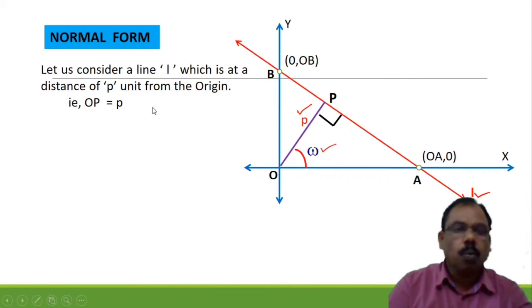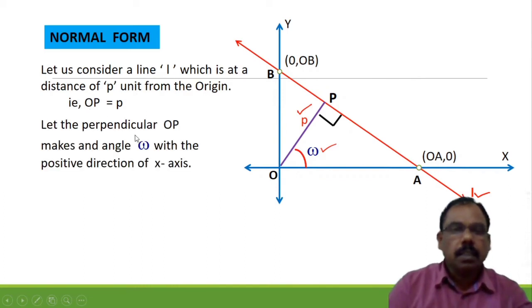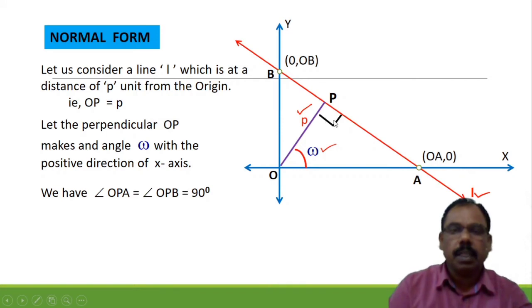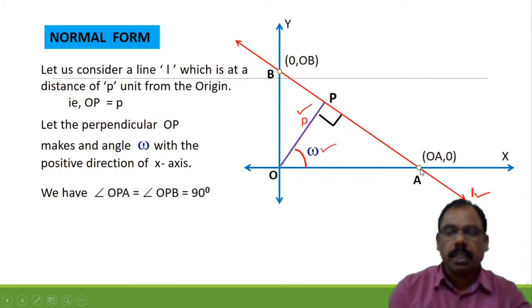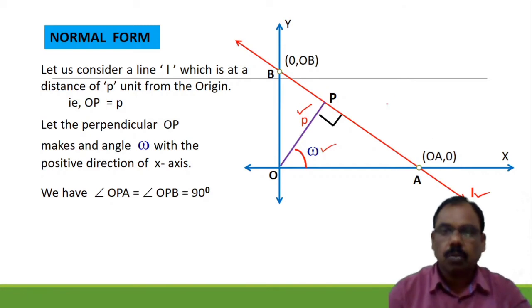Therefore, we have OP is equal to p. Let the perpendicular OP make an angle omega with the positive direction of the x-axis. We know that angle OPA is equal to angle OPB, and that is equal to 90 degrees. Therefore, triangles OPA and OPB are right triangles. Since the given line meets the x-axis at A and the y-axis at B, we write the coordinates of A as (OA, 0) and the coordinates of B as (0, OB).